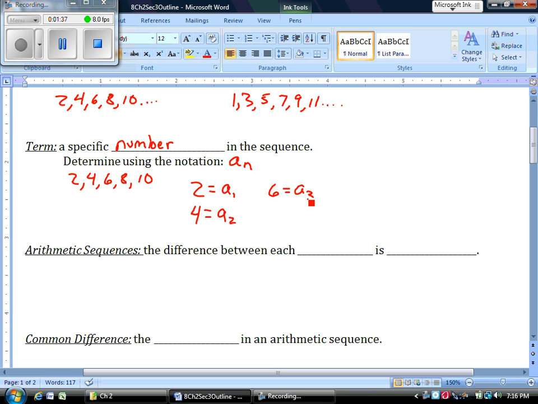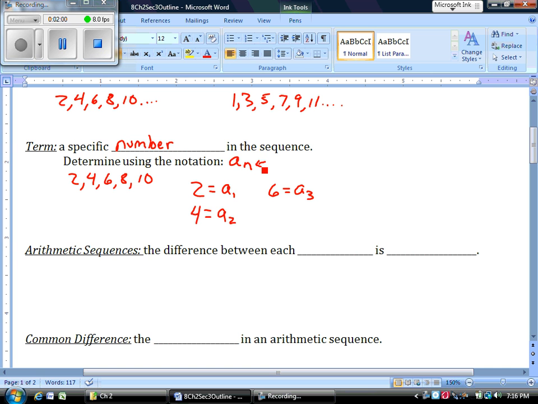So if I were to ask, what is the a sub 7 term, that's what I'd be looking for, the 7th term. Okay, so this n, all that means is I can plug in any number for it. The a is telling me that I'm looking for a number in the sequence, a specific term.